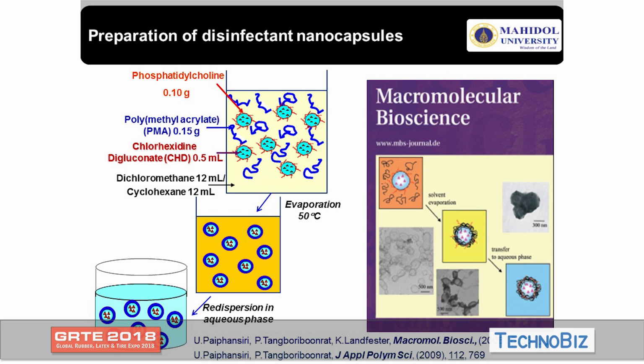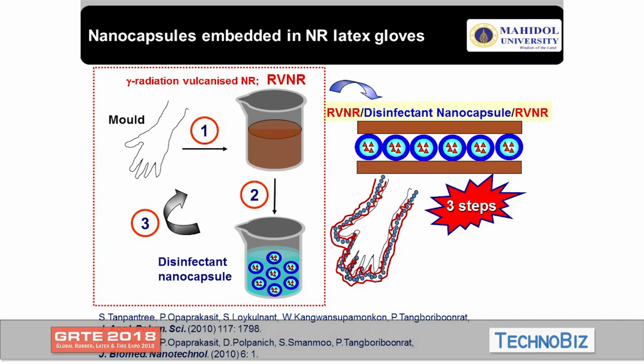And this is the morphology of the polymeric nanocapsule that we obtained from this step. And finally, the nanocapsules were redispersed in aqueous phase and ready to use in the next step.